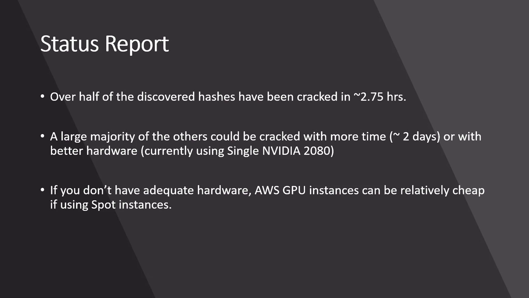Now, if you don't have hardware at home to be able to do this, you can use an AWS GPU instance. They can be relatively cheap to run, especially if you use spot instances, but you need to be sure to stop the instance when it's not in use, and you can build automation to help with that.